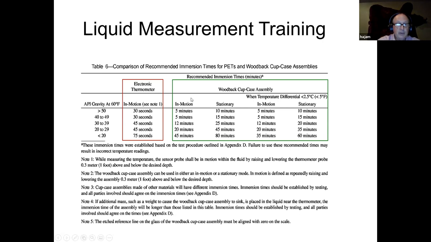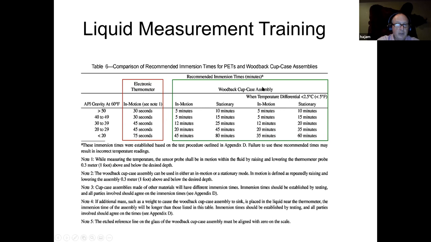So when you use an electronic thermometer, for example, if your gravity is above 50 degrees API, you want to leave it at that location for 30 seconds minimum. Always make sure the temperature stabilizes and does not change. Once you've got to the point where it doesn't change, given that you left it there for 30 seconds, then you've got your reading.